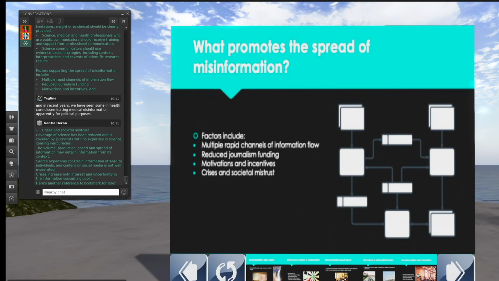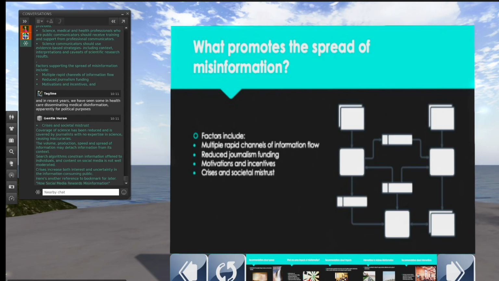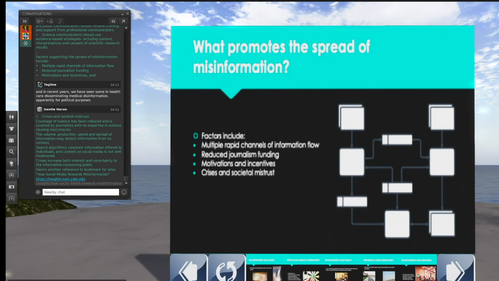So here's another reference you may want to bookmark for later. It's called How Social Media Rewards Misinformation, and it comes from Yale. I found that to be a very interesting article.